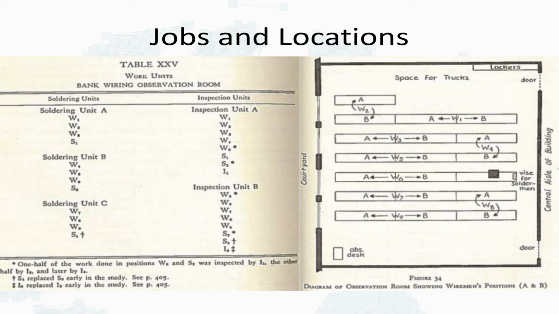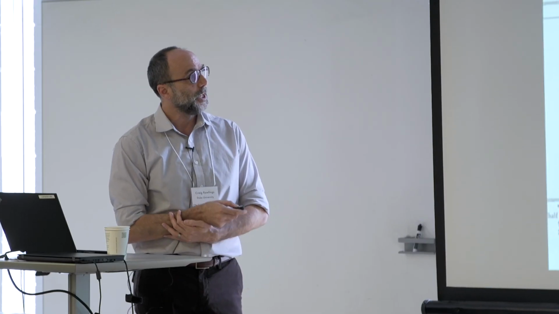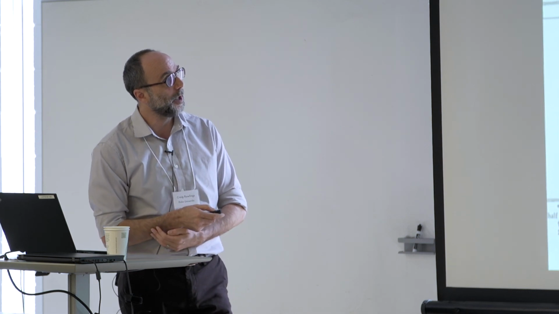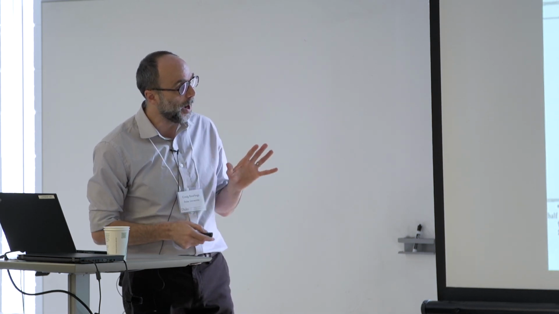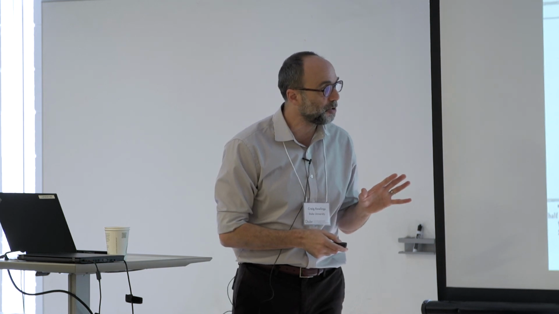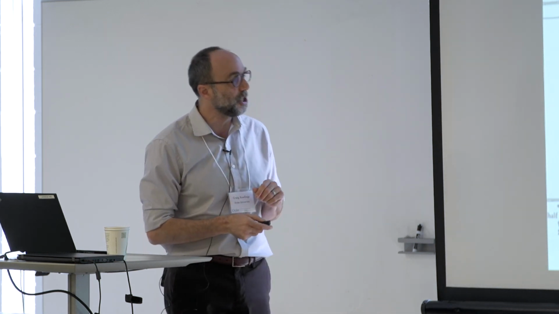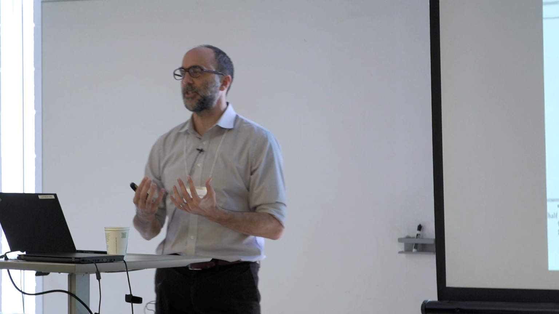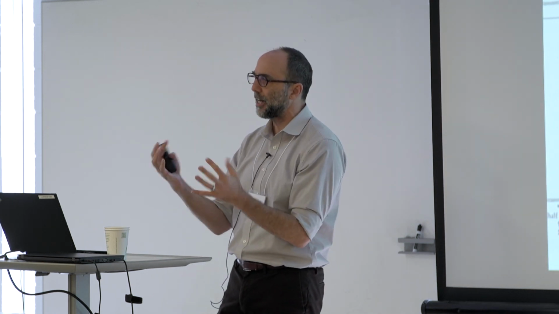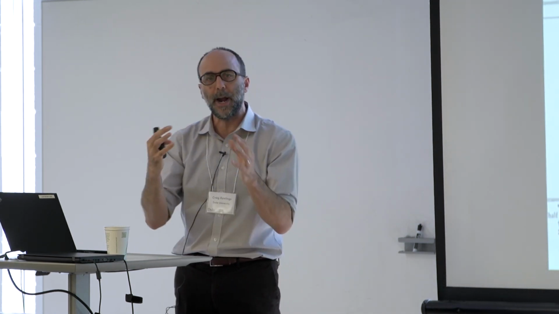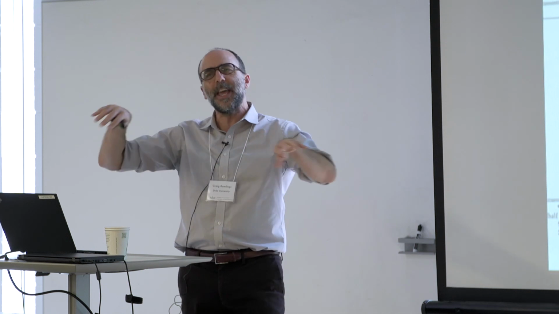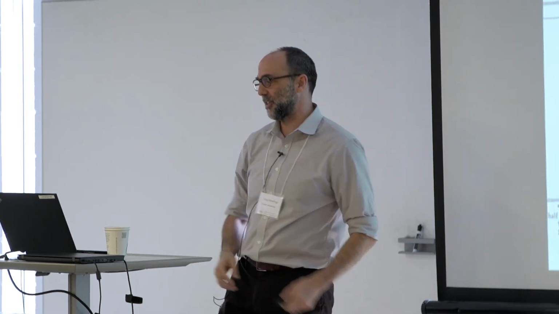So this is, you had soldering units, you had inspection units, you have a map of where the wiring room was. This is the observation room showing the wiremen's positions. So there's a physical space. Oftentimes, physical space matters, right? If you really want to understand how people interact, it's like, what is the actual lived, I've been told not to say lived experiences because that's redundant. What are the actual experiences of people in these environments that they have?